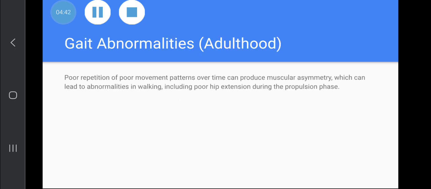Gait abnormalities, adulthood. Repeating poor movement patterns over time can produce muscular asymmetry, which can lead to abnormalities in walking, including poor hip extension during the propulsion phase.